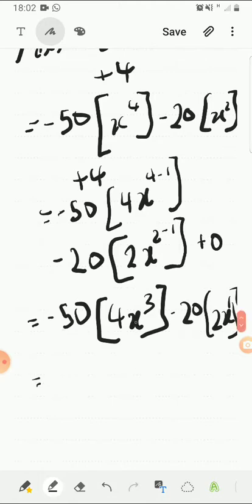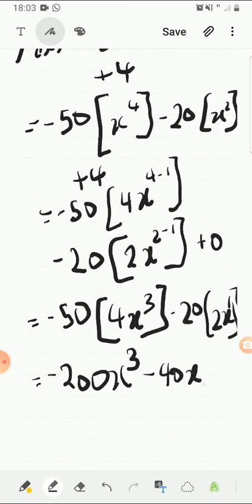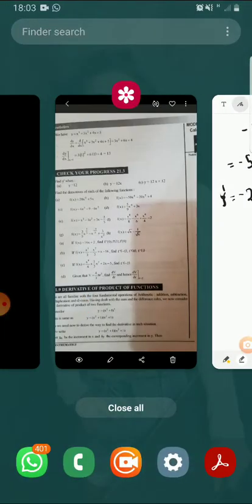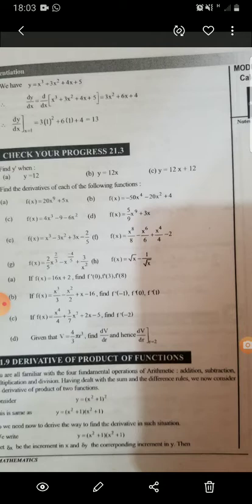So minus 50 times 4 is minus 200x raised to the power of 3. So minus 20 times 2 is minus 40. Then x raised to the power of 1 is still x. So this is your derivative, y prime over here. Okay, now I'm going to pick another question. I think you can solve number C by now.